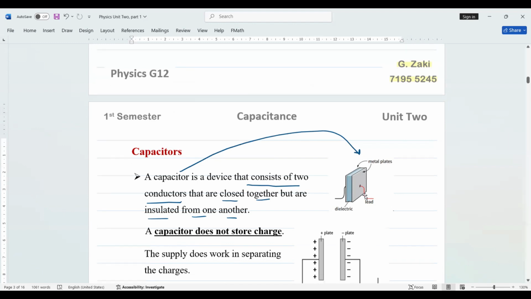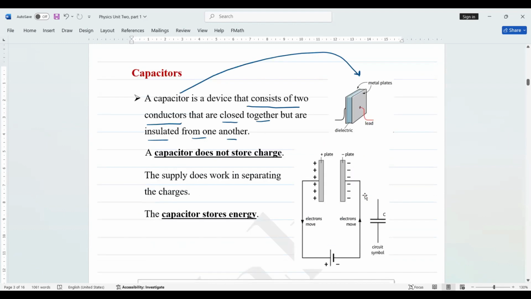Now, a capacitor does not store a charge but stores energy. Now I explain what you mean by this. How can we store energy? To charge the capacitor, we connect the plates of the capacitor to a cell or battery.